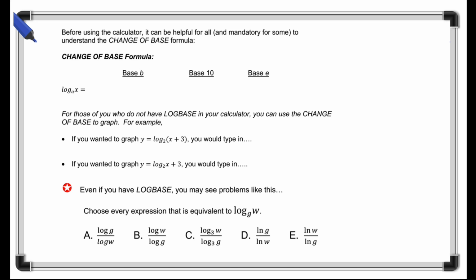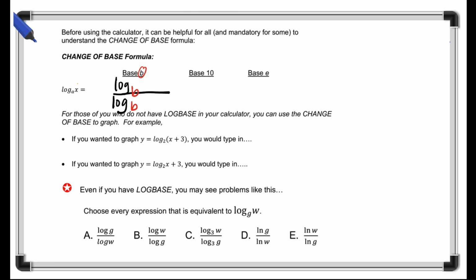So it's important to understand what our change of base formula is. Now, this can be mandatory for some calculators, depending on which one you have. And it's also going to be helpful for everybody to understand what this formula is. The change of base formula is just being able to rewrite our logarithm with different bases. What we're doing is taking our logs, and we have a log in the numerator and a log in the denominator. And if we happen to have a base of b, we are just rewriting this logarithm with a base of b.